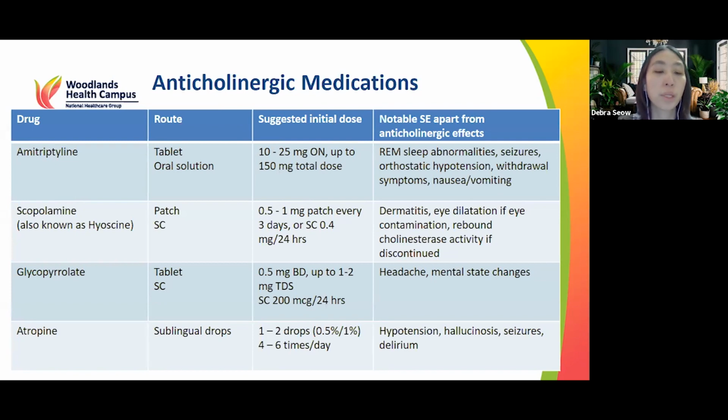But apart from that, there are also some other side effects such as REM sleep abnormalities, seizures, orthostatic hypotension, nausea, vomiting. For scopolamine or hyoscine, we can start off with a 0.5 to 1 or 1.5 milligram patch every 3 days or every 72 hours. And the side effects include dermatitis, eye dilatation if there's contamination of the eyes, and rebound cholinesterase activity if discontinued. For glycopyrrolate, we start off with 0.5 milligrams BD. We can go up to about 1 to 2 milligrams TDS.